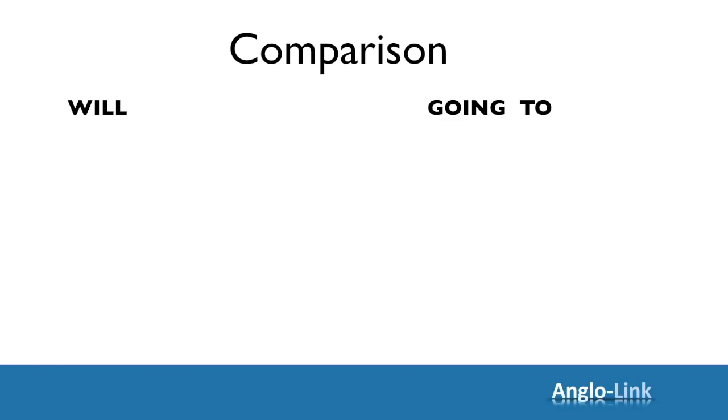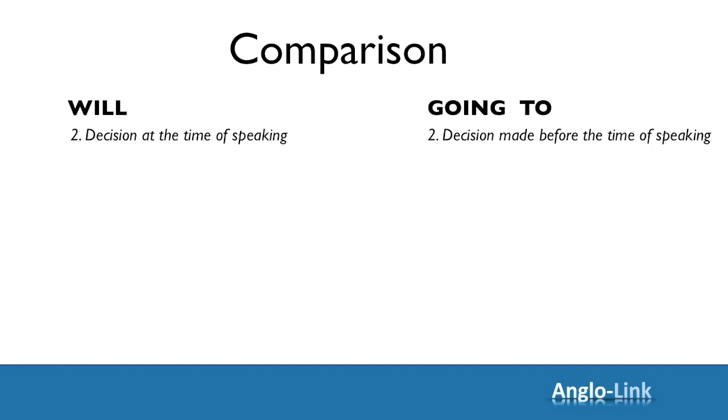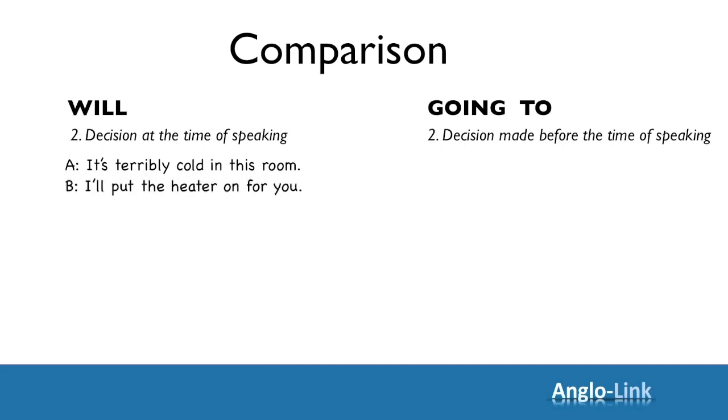Let's look at the second usages of the two tenses and compare them. Will was for a decision at the time of speaking, whereas going to was for a decision made before the time of speaking. Let's compare the examples. In the dialogue, someone said, it's terribly cold in this room. And your reaction was, I'll put the heater on for you.